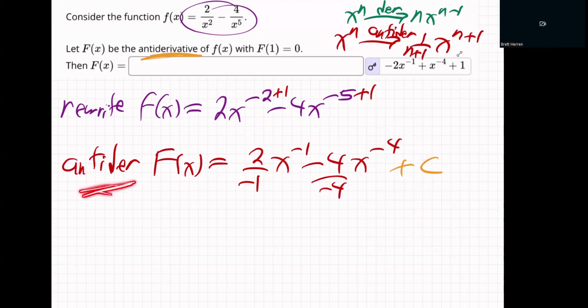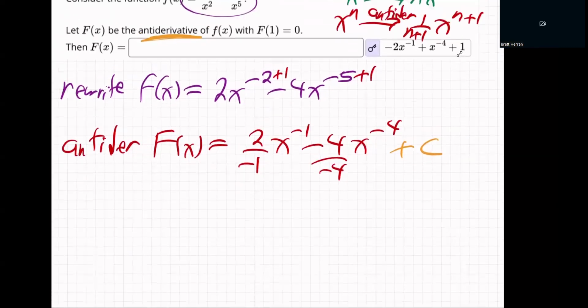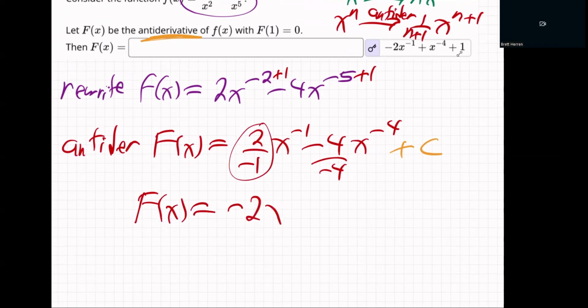So it's right. It's the antiderivative. Notice the antiderivative is anything whose derivative would go back. So it could be any constant number. So what would this be then? Simplifying, capital F is, this is negative 2, right? 2 over negative 1 is negative 2. x to the minus 1 plus 1, right? Two negatives make positive. x to the minus 4 plus, again, any constant number could be there.